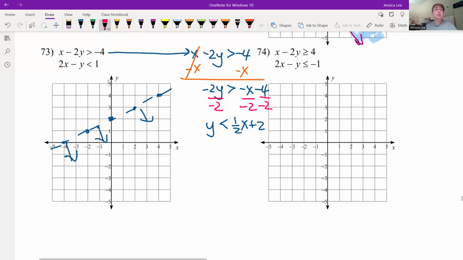All right, let's do the second one. The second one, I'm going to be like right there. We got 2x minus y is less than 1. First step, subtract 2x.